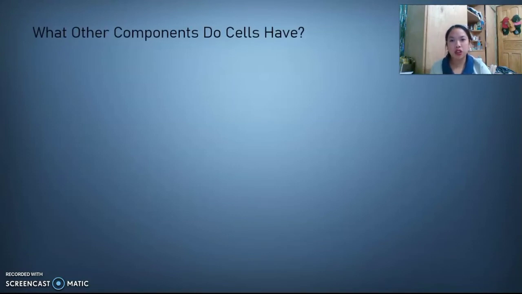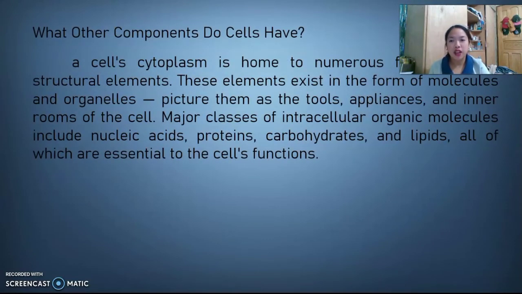What other components do cells have? A cell cytoplasm is home to numerous functional and structural elements. These elements exist in the form of molecules and organelles. Picture them as the tools, appliances, and inner rooms of the cell.